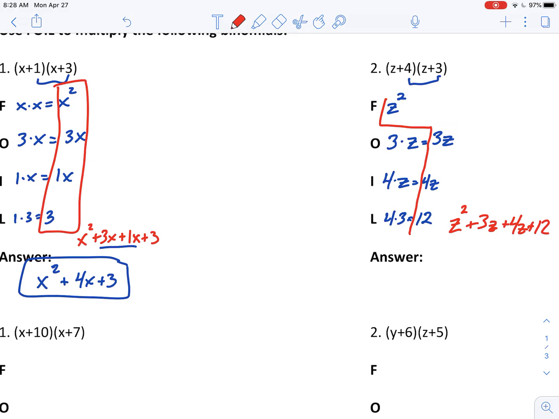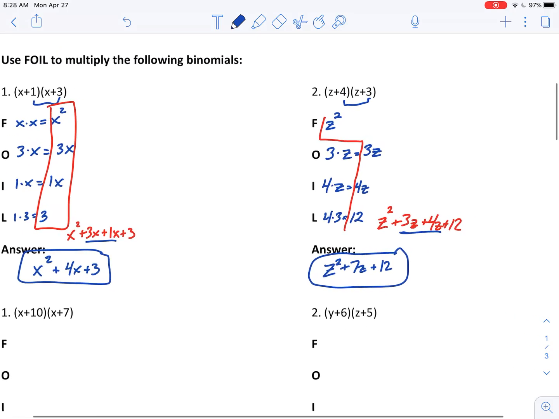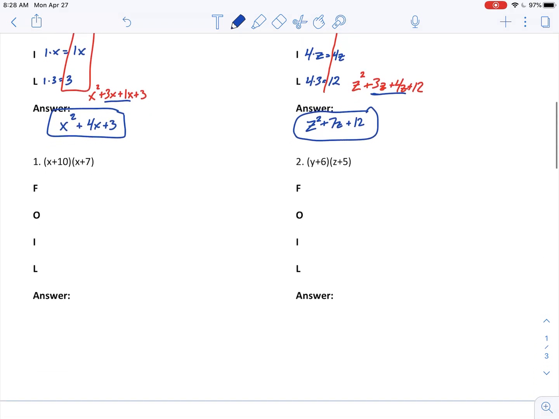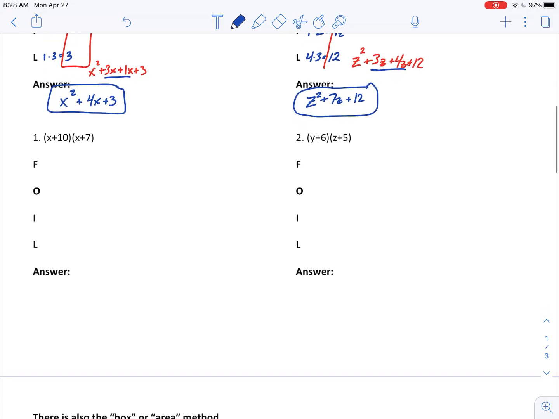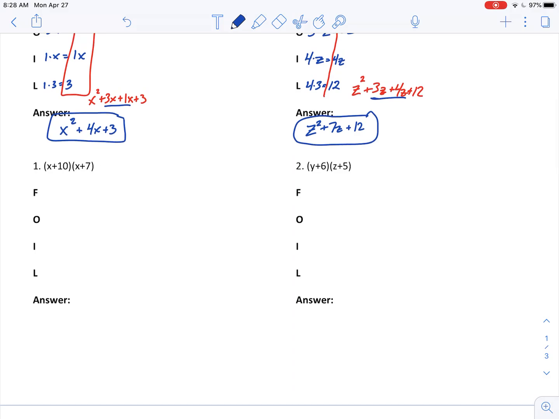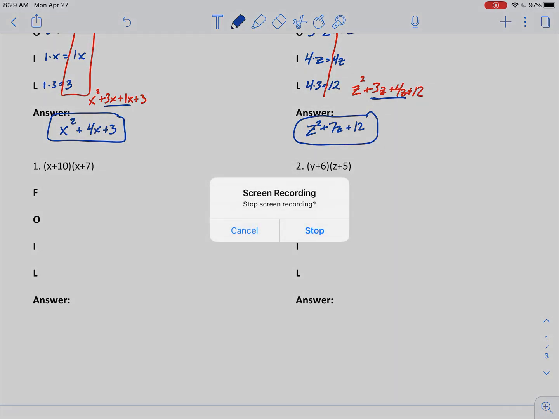So now we're going to add up all of our final terms here, and we'll get z squared plus 3z plus 4z plus 12. And if we combine those like terms in the middle here, we get z squared plus 7z plus 12.